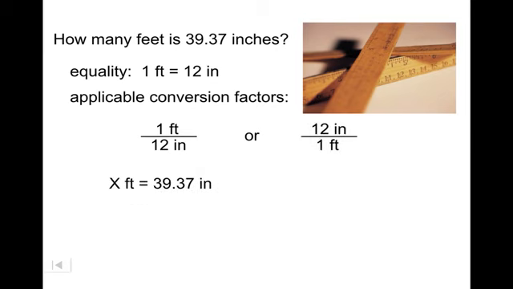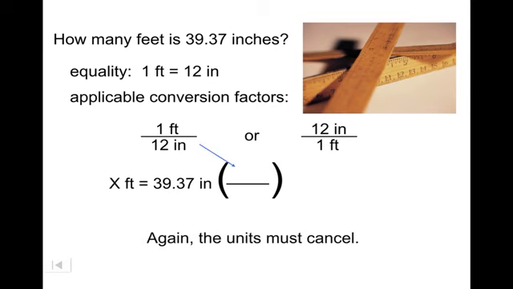You begin with what was given, 39.37 inches. And again, your significant figures will depend on what was given. So it's going to have 4 significant figures because that's what you began with. Your inches will need to go on the bottom because you're trying to get rid of inches, and that's what you started with. Your 1 foot then will go on the top.